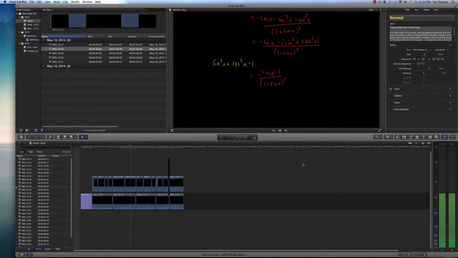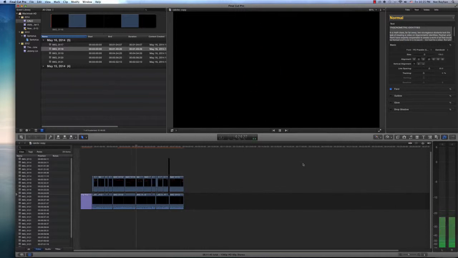Factoring out a negative 1, we get negative, and then in parentheses 1 plus sine x divided by 1 plus sine x squared, and then we can divide out the 1 plus sine x to get a final answer: the derivative of cosine of x divided by 1 plus sine x is negative 1 divided by 1 plus sine x.